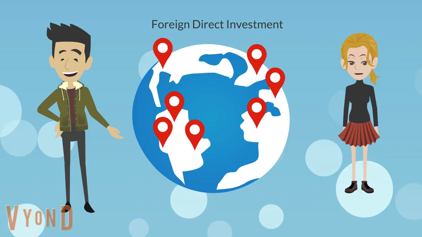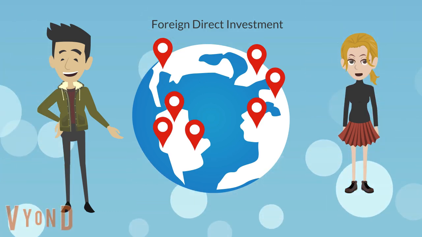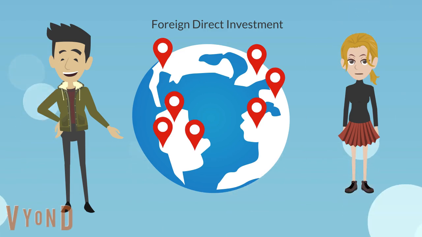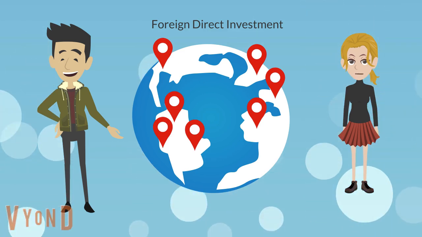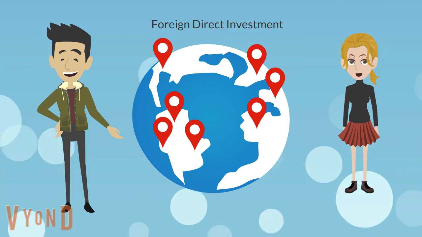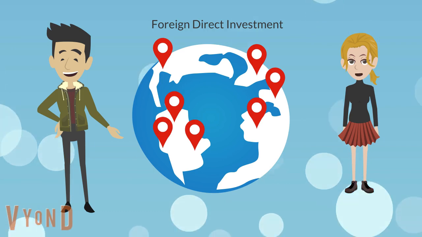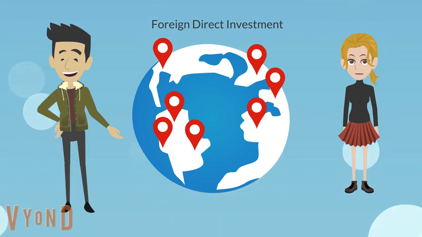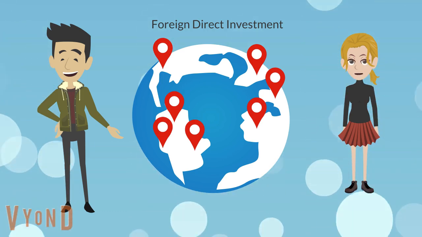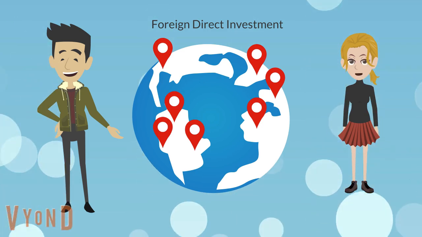Moreover, FDI can be categorized as horizontal, vertical or conglomerate. Horizontal FDI is an investment in the same industry abroad as a firm operates in at home. Vertical FDI takes two forms. Backward vertical FDI is where an industry abroad provides inputs for a firm's domestic production process, while forward vertical FDI is when an industry abroad sells the outputs of a firm's domestic production.